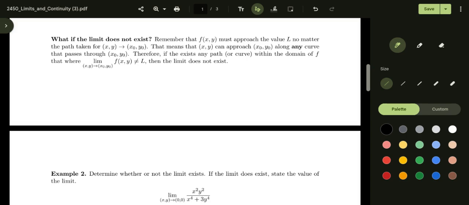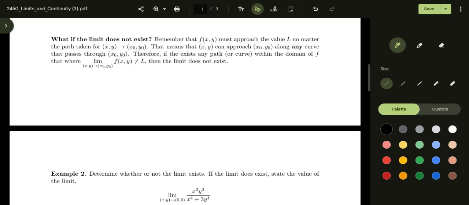And so now that we have increased our dimensions, since we're no longer working with just a one variable function, but we have a two variable function, we have a lot more to consider than just the left and the right hand side. We now have to consider any curve that could pass through that point that we're given or that our xy is approaching.